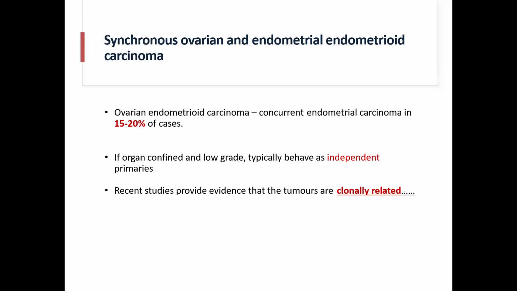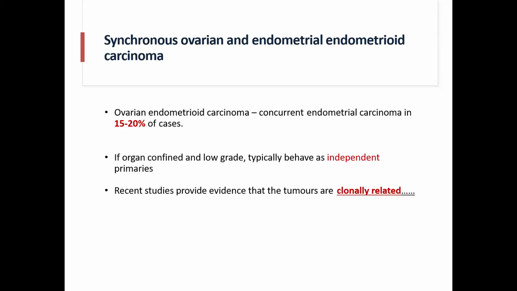Now we'll go to an issue that we encounter in our practice, the synchronous ovarian and endometrial endometrioid carcinoma. This scenario will occur in about 15 to 20% of cases. We will see endometrioid carcinoma in the endometrium and endometrioid carcinoma in the ovary. These tumors have had a lot of studies done on them over decades. In recent large clonality studies, when we study the molecular signature of these tumors, we found that most of them are clonally related.